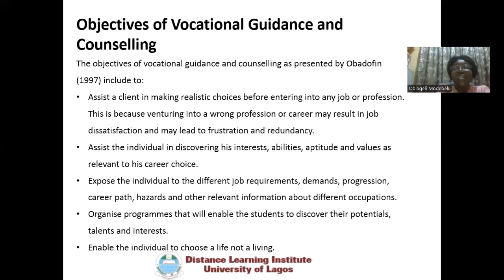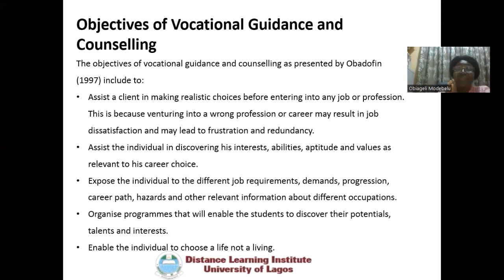There are different objectives of vocational and career guidance and counseling, as we can see, as presented by Obadofi, 1997, and they include: assist a client in making realistic choices before entering into any job or profession.